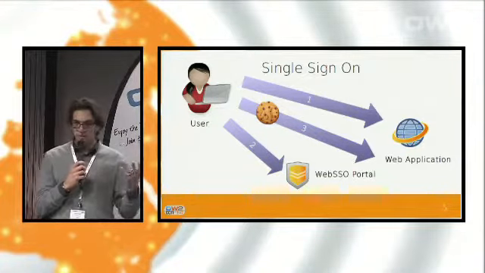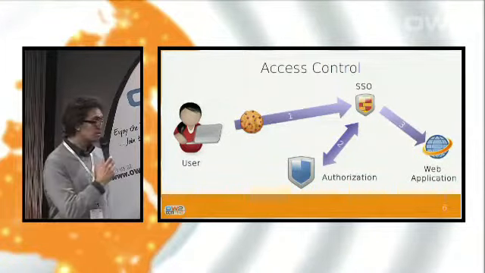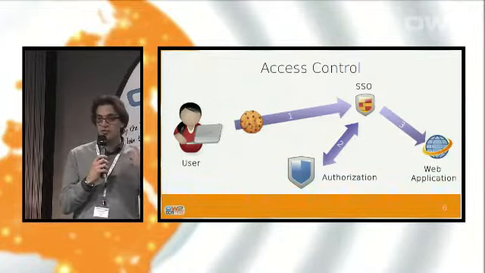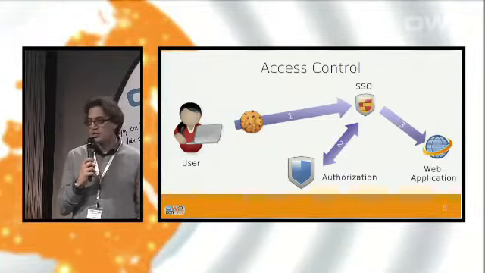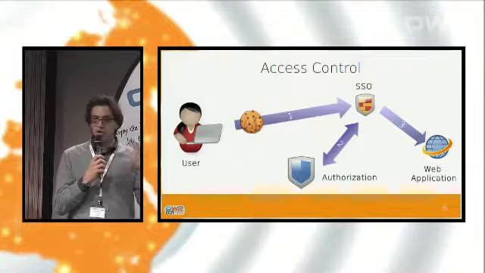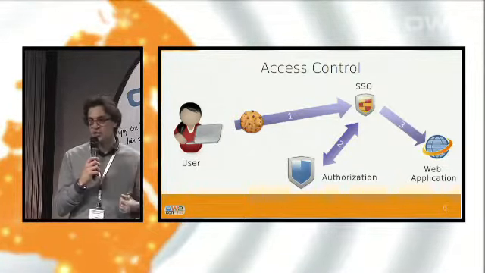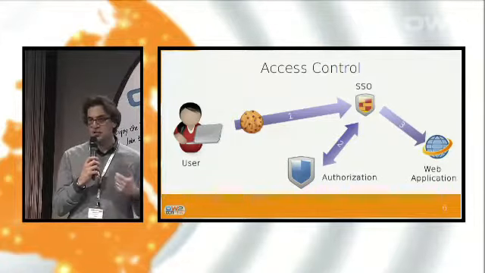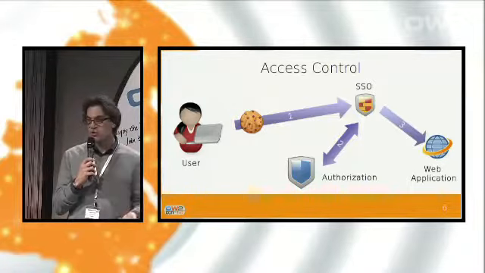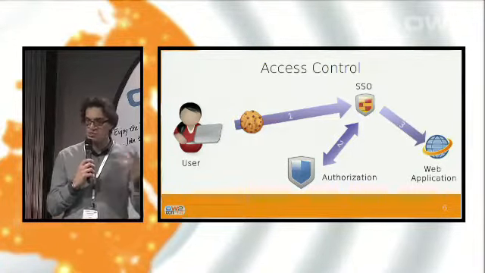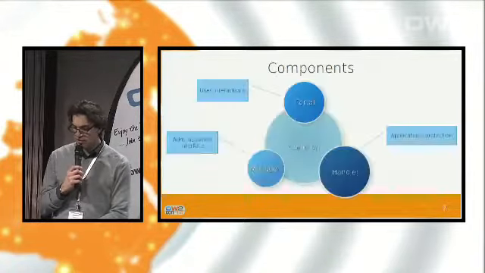So LemonLDAP is a software which implements this. And we also do access control, which means before you access the web application, we can control if you have the right to access this application. In LemonLDAP, we have a session, and we gather your information, and depending on this information, we have access rules, and we can say, okay, you're authorized to access this application or this page, or you're not authorized. So LemonLDAP provides all of this.